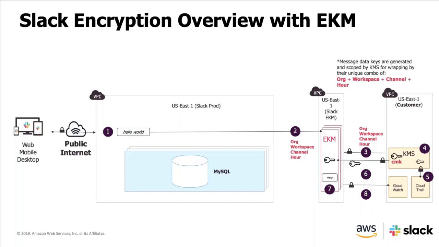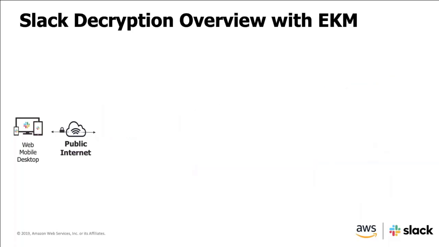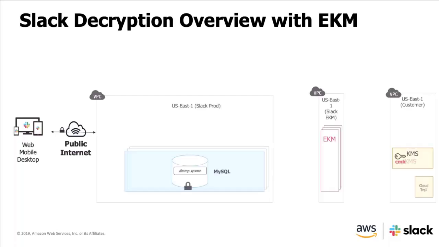After this, the EKM service sends the encrypted message in ciphertext and the encrypted data key in ciphertext to Slack. And the message and key ciphertext are stored in the encrypted database. Great, now that we've gone through the encryption flow, let's quickly walk through what this flow looks like from a decryption perspective. All the components are largely the same, and there are no net new components in this flow.